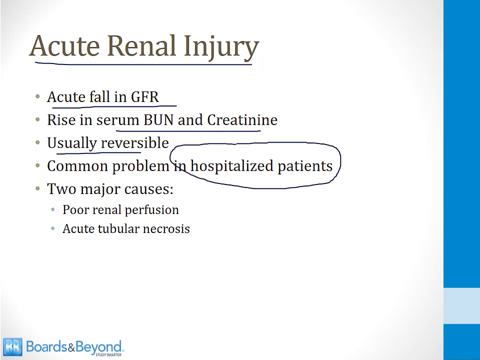When you do your clinical rotations, you will see many patients with acute renal injury. And there are basically two causes. The first cause is poor renal perfusion. The kidneys are healthy, but there's a fall in GFR because not enough blood flow is reaching the kidneys. And then the second cause is acute tubular necrosis, and that's what we'll talk about now.